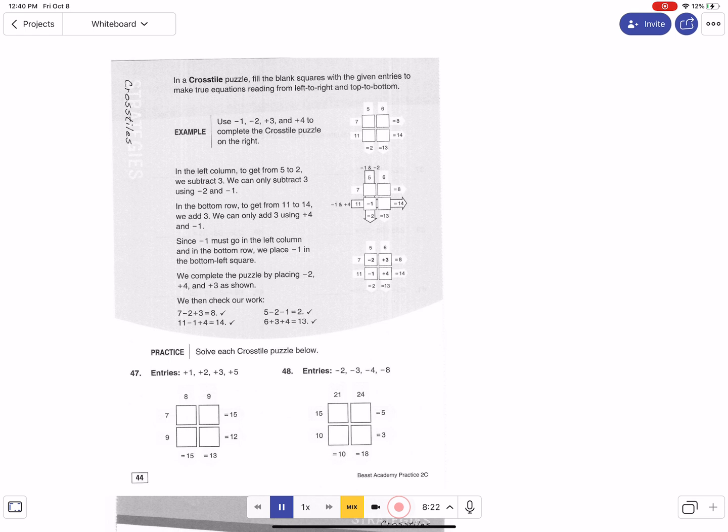To do cross tile puzzles, you're going to fill the blank squares with the given entries to make true equations. These are called our entries. Those entries are what's going to go inside the boxes. Okay? This is kind of difficult to explain, but I think we can do it.